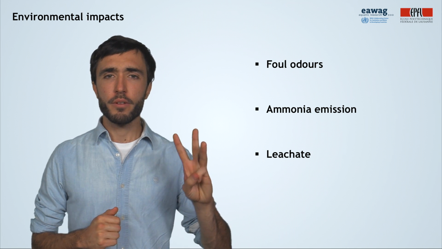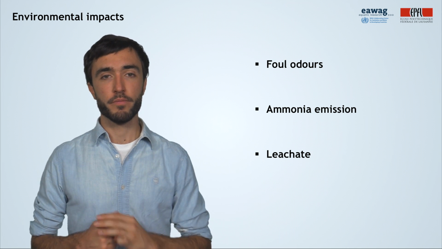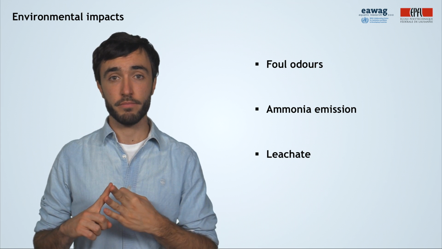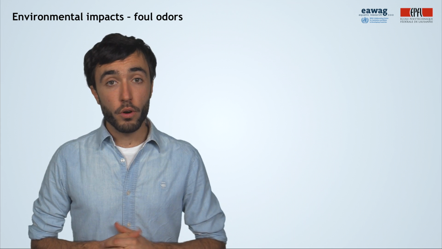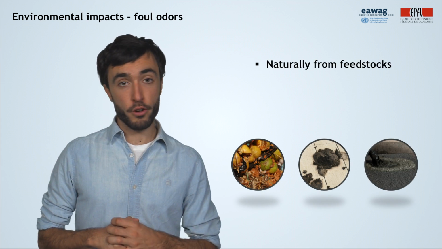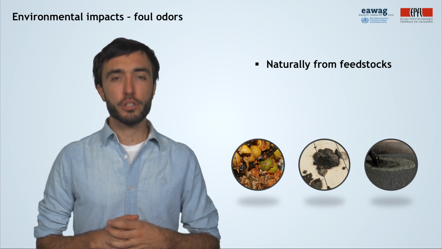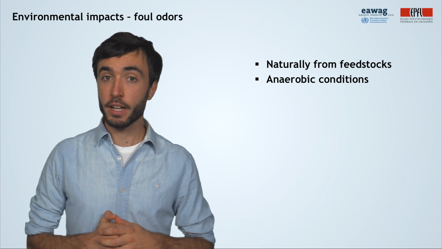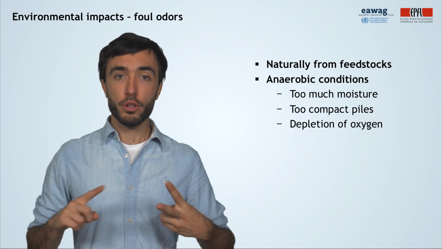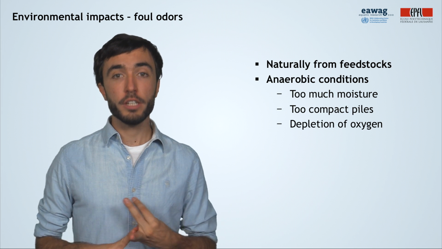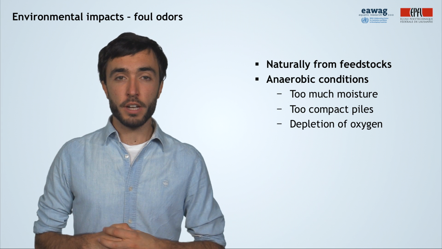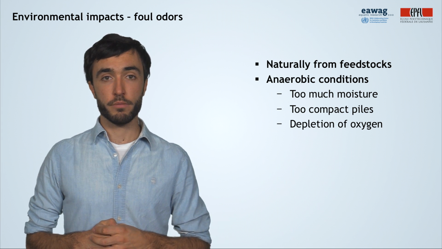There are three main issues with composting: foul odors, ammonia emissions, and leachate. Although bad odors can originate naturally from the feedstocks, such as rotted food, manure, or sewage sludge, we saw that anaerobic conditions can play a big role as well. Remember that this occurs due to too much moisture, too compact piles, or depletion of oxygen. Replenishing oxygen is often enough to eliminate these bad odors.